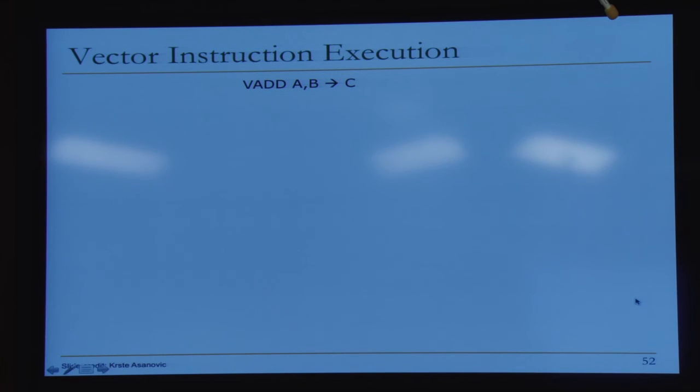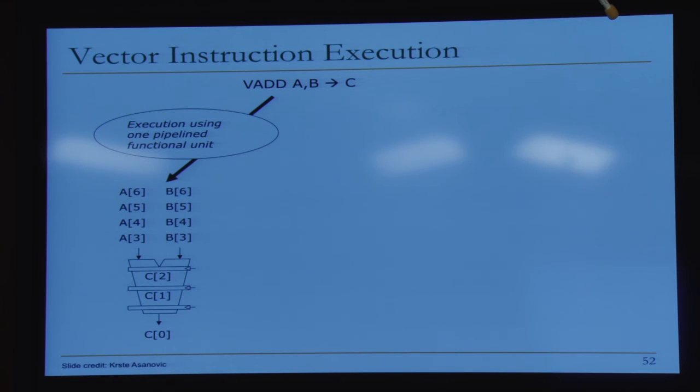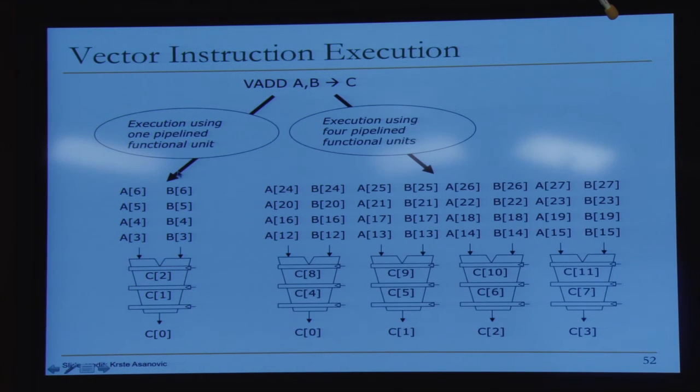Let's take a look at combining both. I've already shown you this, but we'll look at it in a little bit more detail. This is the vector processor. You're doing execution using one pipeline functional unit. You're doing it in time. Basically, you're executing different elements at different time units. Well, if you have four functional units, you can do this, right?